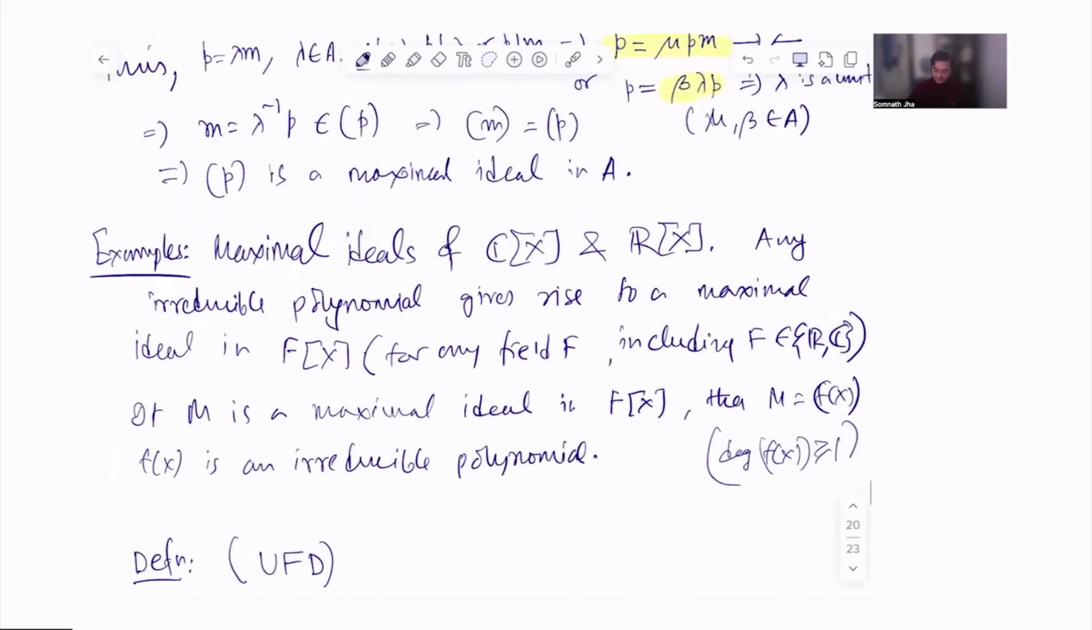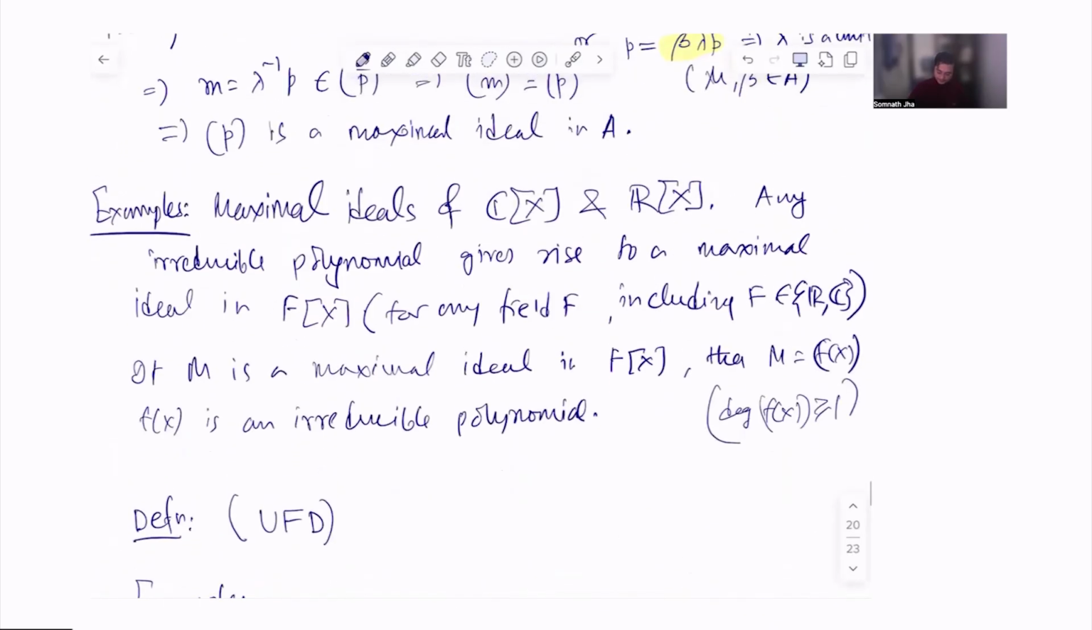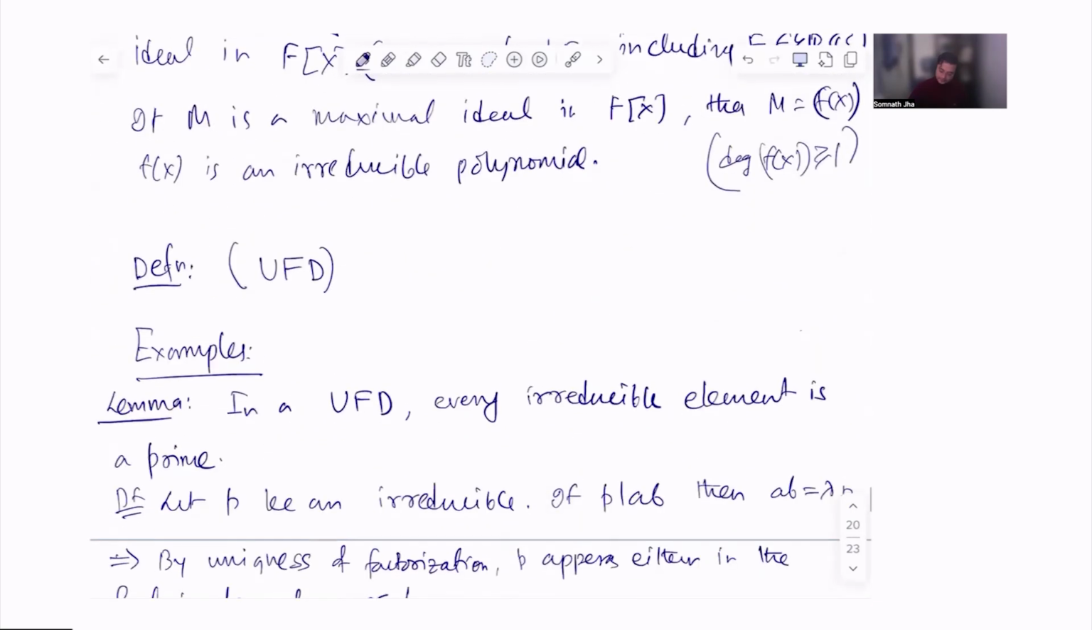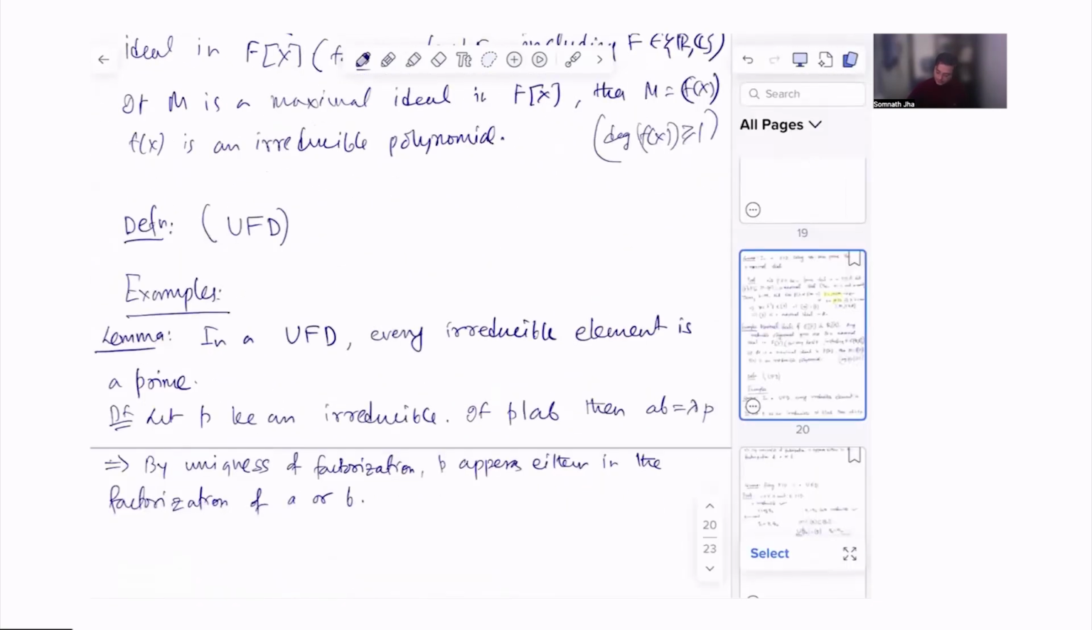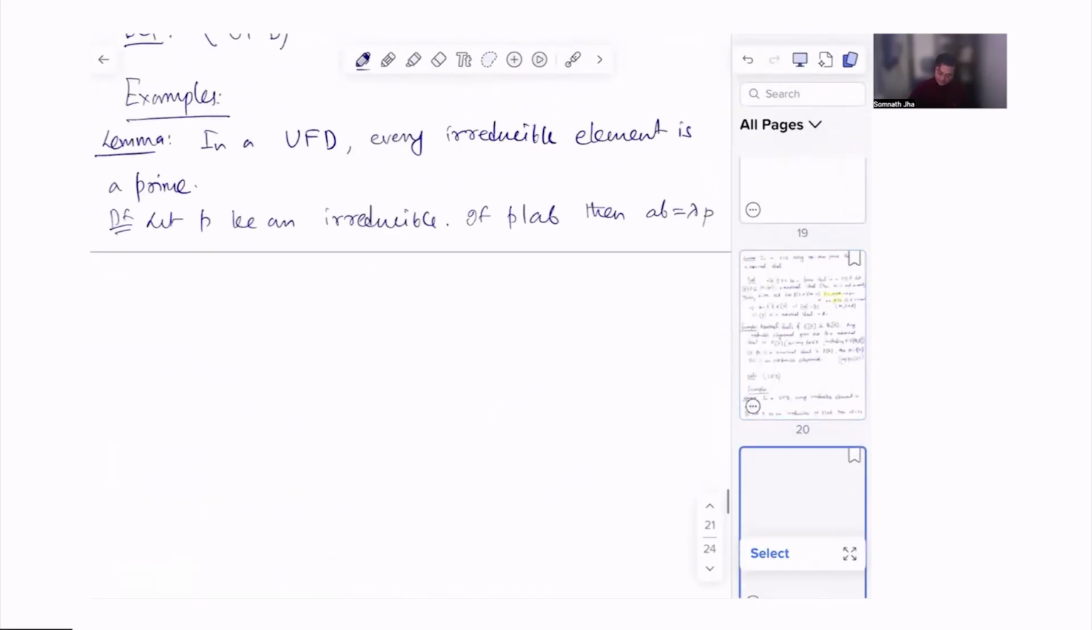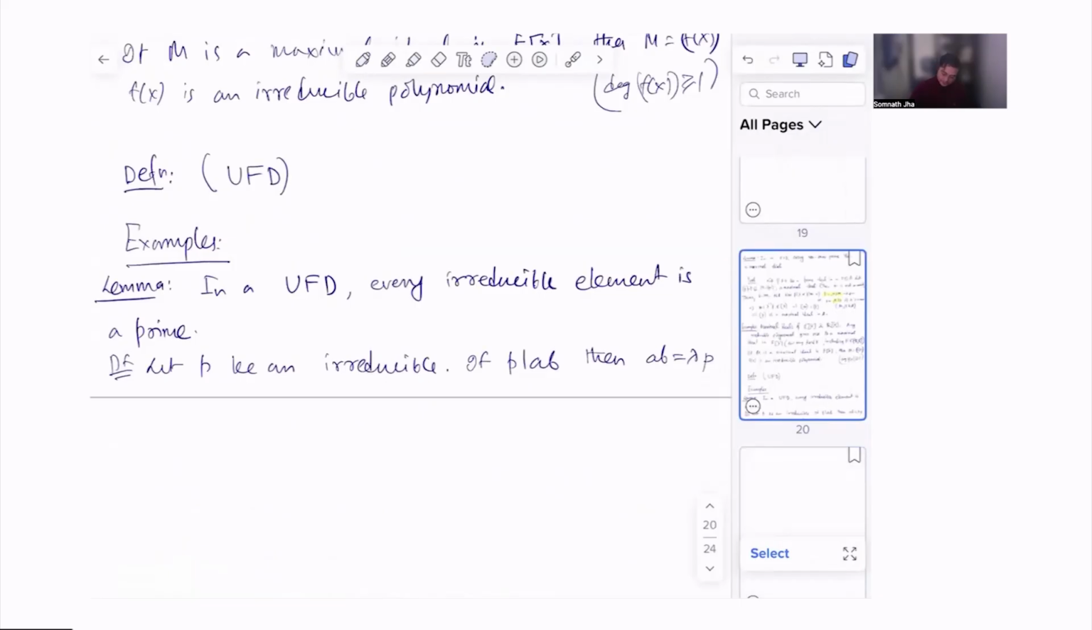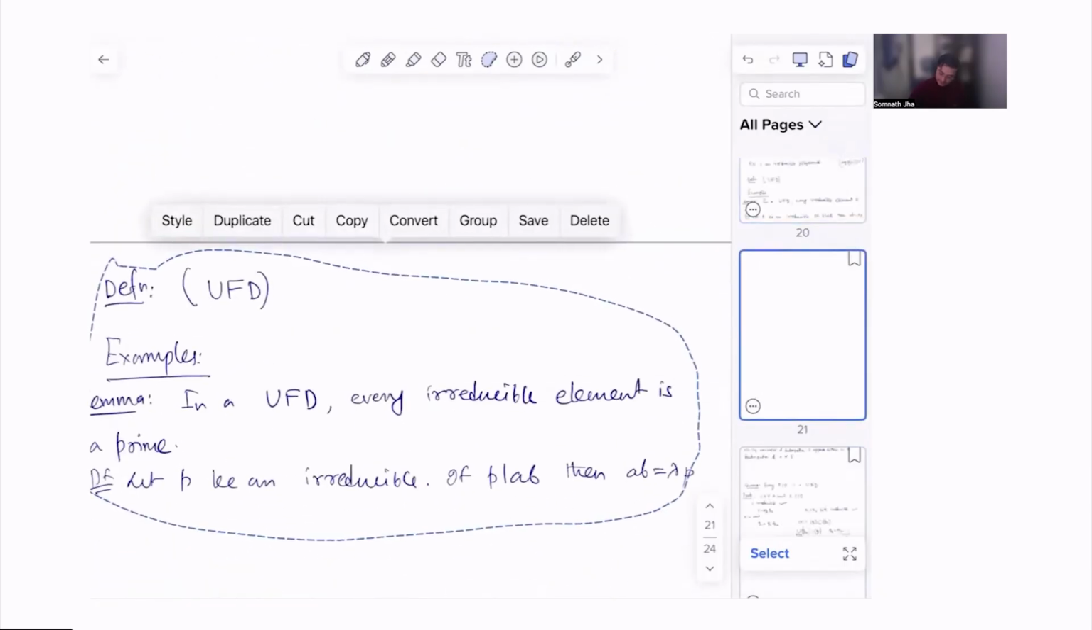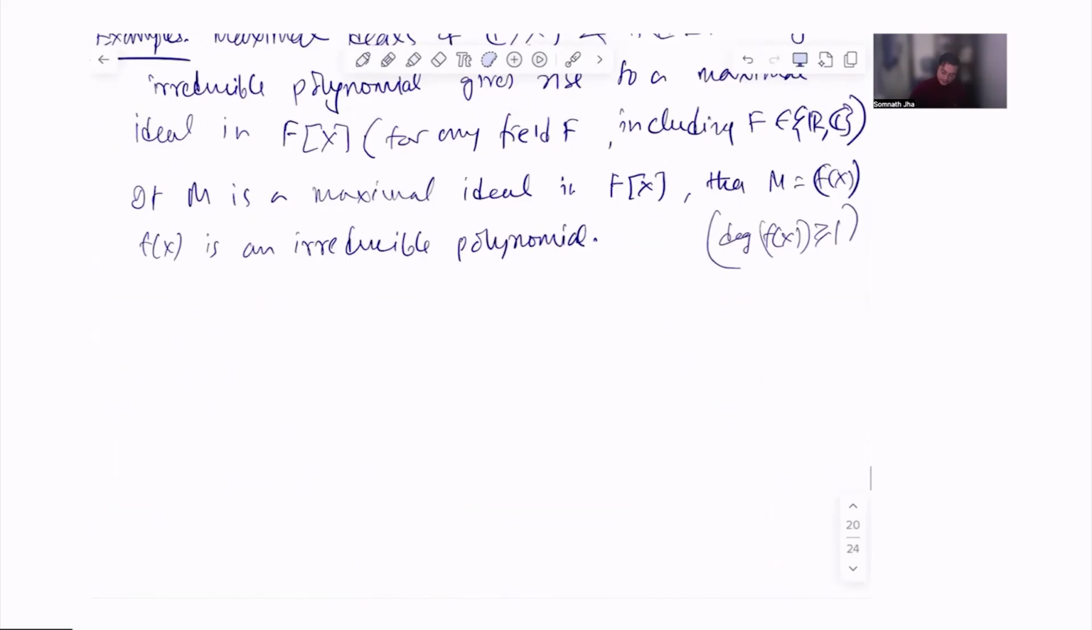So what are the examples of this? Let us see examples of this. So we have to find irreducible polynomials. So for example, in R[x], (ax plus b), where a is not equal to 0, is a maximal ideal.